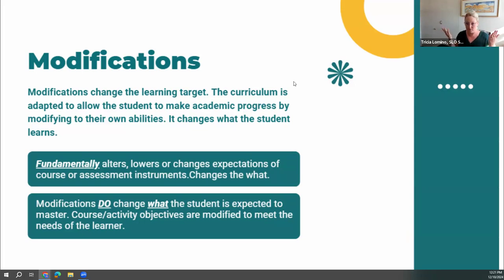So they could be modifying certain things when they're doing their own pull-out service. It's probably more of a modification. And then if they're supporting the student in accessing general education PE, it could be more of an accommodation, but it could move over to modification as well. So again, it totally depends on the student and what they've decided is going to be best for them.